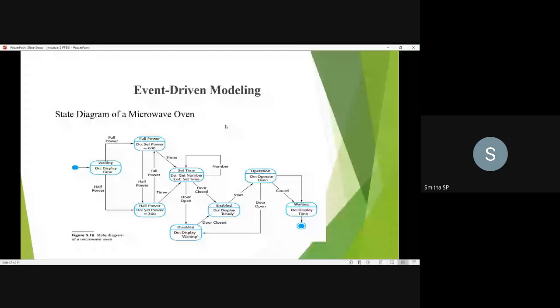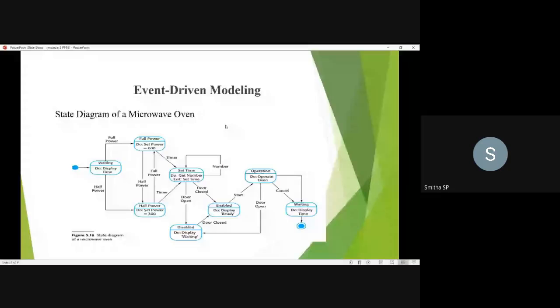Next, we will move on to event-driven modeling. Event-driven modeling shows how a system responds to external and internal events. It is done based on the assumption that the system has a finite number of states and events. Here events are nothing but stimuli. These events cause the transition from one state to another.